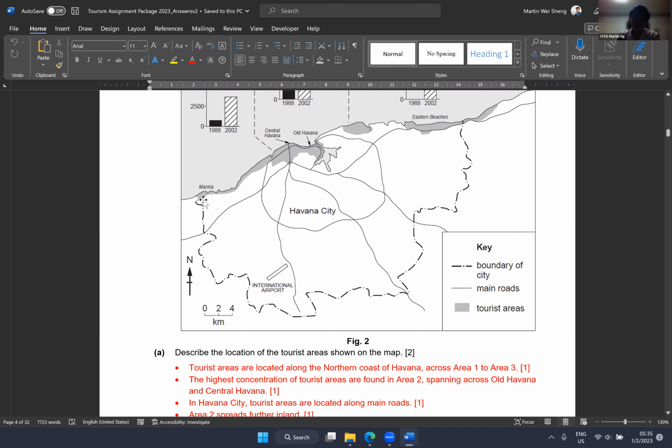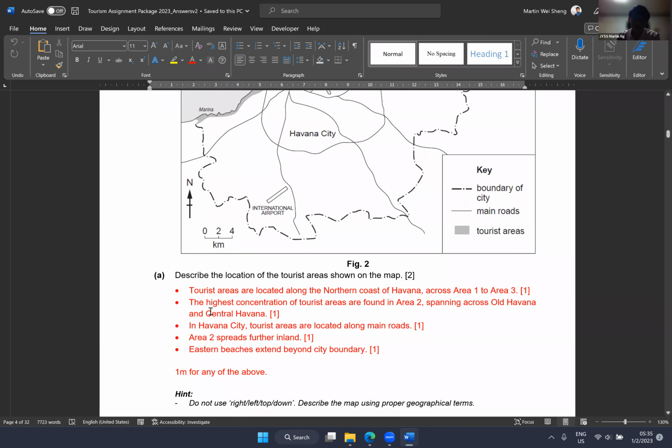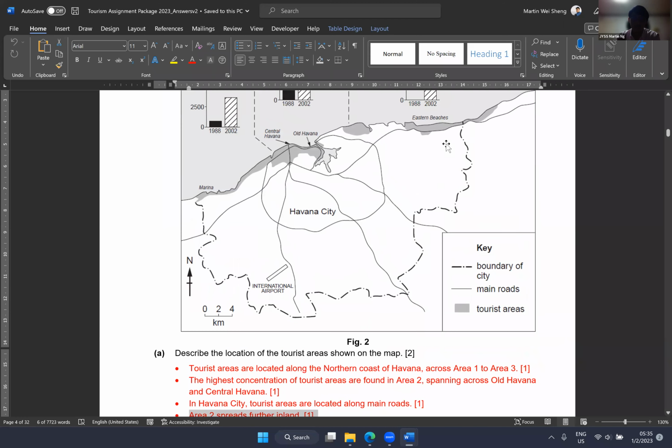So if I look in area 1 at the marina side and then area 3 at the eastern beaches, you notice that actually the main roads are not passing through it at all. All right, then next, area 2 spreads further inland. So this is another possible observation. So you can see that area 1 and 3 are along the coastline. Area 2 actually comes inwards over here. So this is a possible observation.